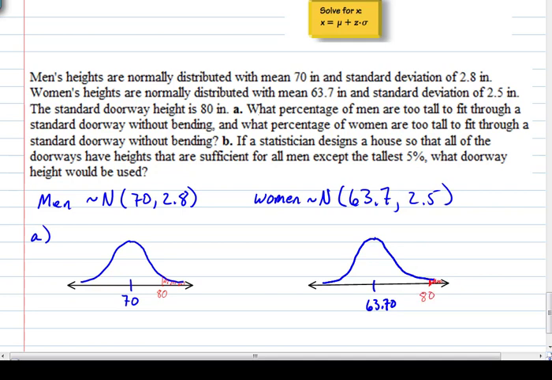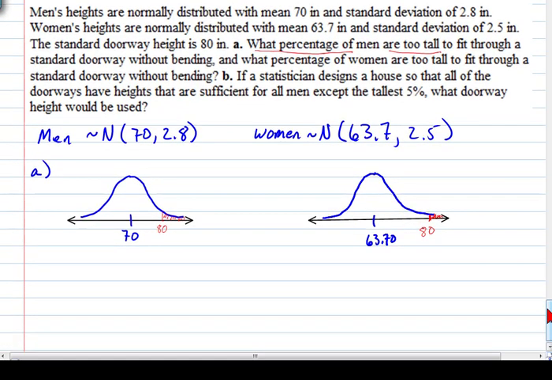By the way, that area of the shaded region represents the percentage that are too tall to fit through the standard doorway without ducking. How would I do that using my calculator? Normal CDF. What is my left bound? Right bound? Mean? Standard deviation. For the women, everything's the same except for the mean and the standard deviation, isn't it?